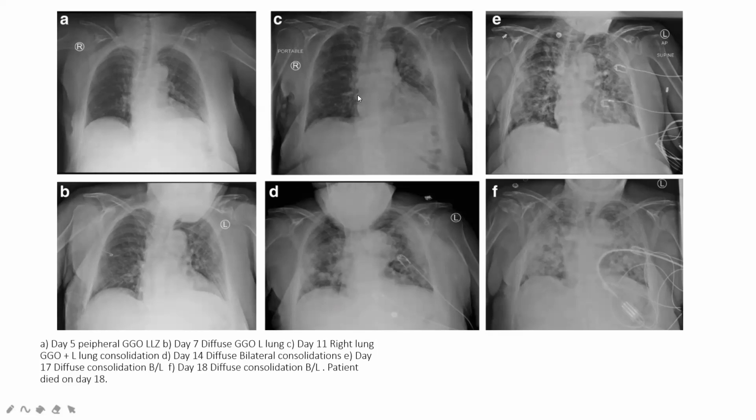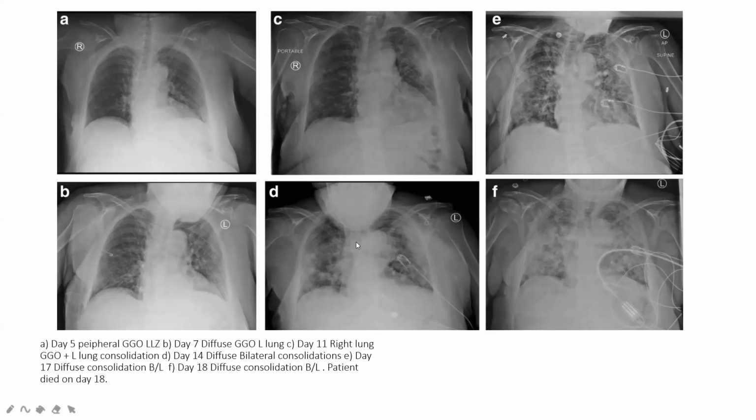Then on day 11, we see involvement bilaterally in both lungs. So there are some granular opacities on the right side, and there is on the left side. But then we can see that the left upper zone of the left lung is more dense. So the opacity here has tended to consolidation for this patient.